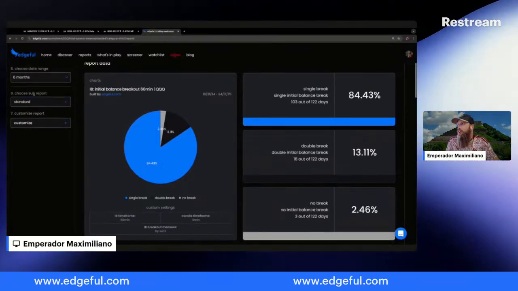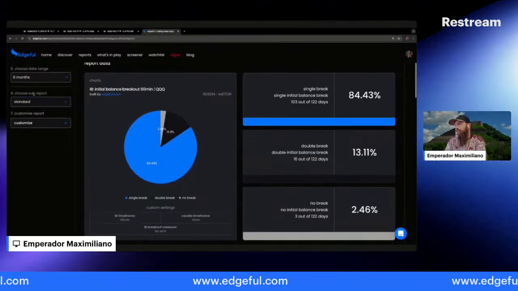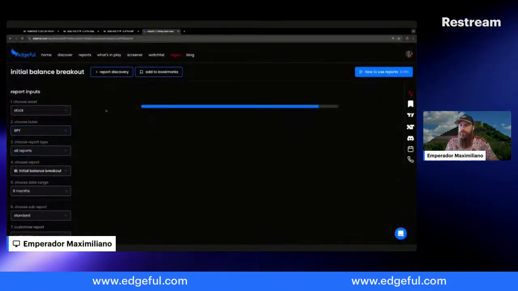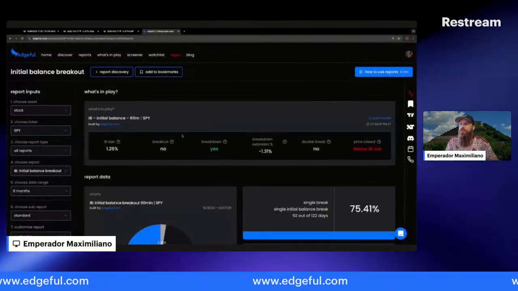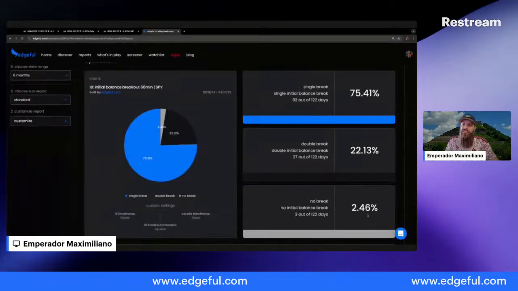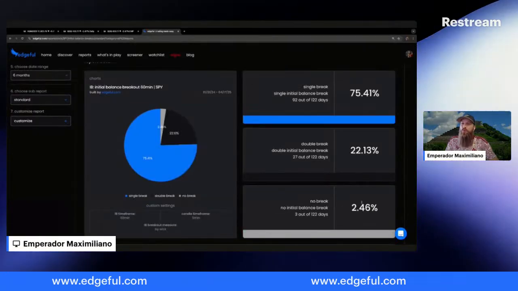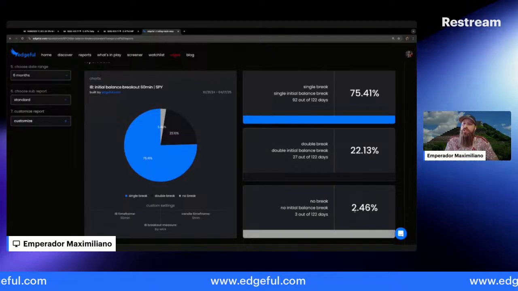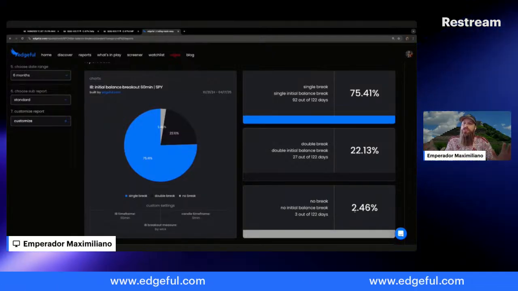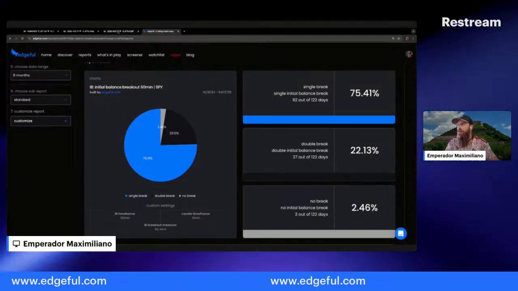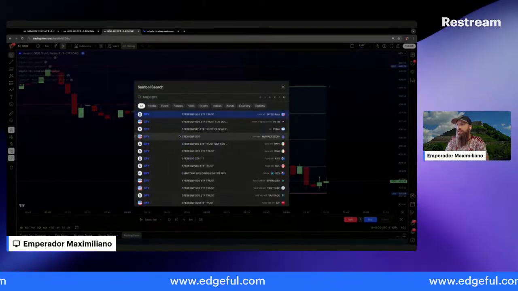Okay. And what do they look like for SPY? Let's go to SPY. So breaking one side or the other is actually the same, 2.46%. So there's only, once again, less than a 3% chance that you're going to stay in the first hour of the market. Let me go to the SPY chart to show you guys what this looks like.